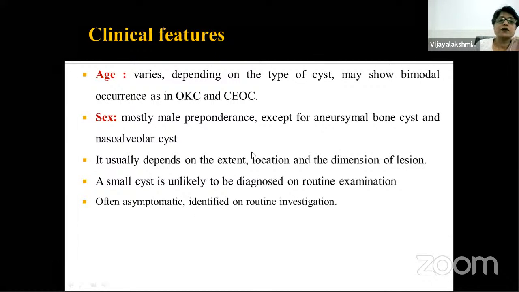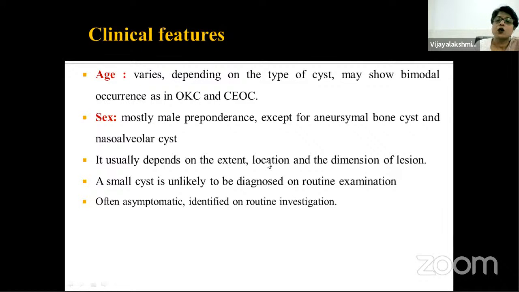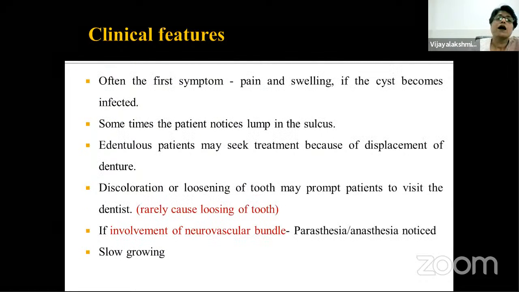The clinical signs and symptoms of all these cysts generally depend on the extent, location, and dimension of the lesion. But most often, when we are talking about small cysts, they are diagnosed on routine clinical or radiological examination. The reason behind that is they are often asymptomatic, except for inflammatory cysts. Even inflammatory cysts are asymptomatic. The chief complaint of the patient would be asymptomatic swelling in the jawbone area. Apart from that, he might complain of pain or swelling if the cyst becomes infected.